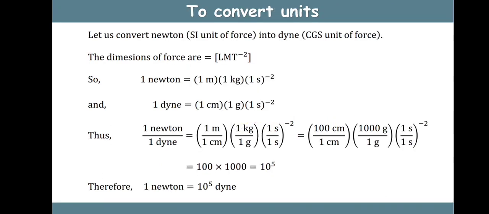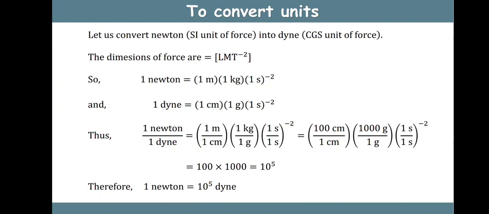Okay, so the next one is to convert units. We can convert SI units to CGS units or CGS to SI units. In this example, let us convert the Newton, the SI unit of force, into the Dyne, the CGS unit of force. Newton is the SI unit of force and Dyne is the CGS unit of force. The dimensions of force are M L T minus 2. You can learn this dimensional formula. So M L T minus 2 is the dimensional formula for force.